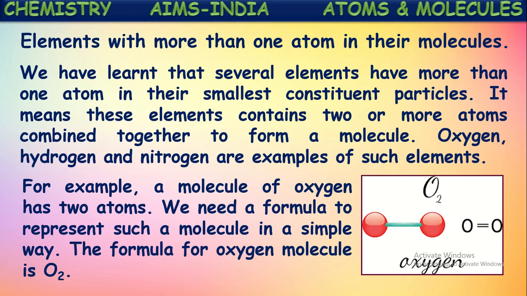We need a formula to represent this now, because if there are single atoms, then we can simply say O, that represents the oxygen element. But now we are coming to know that oxygen won't exist in the individual atomic form. Two atoms of oxygen combine and form molecules. So oxygen element exists in the form of oxygen molecules. Then it is to be represented with a formula. We need a formula to represent such a molecule in a simple way. The formula for oxygen molecule is O2. Because there are two oxygen atoms in one molecule, the molecular formula for oxygen will be O2.